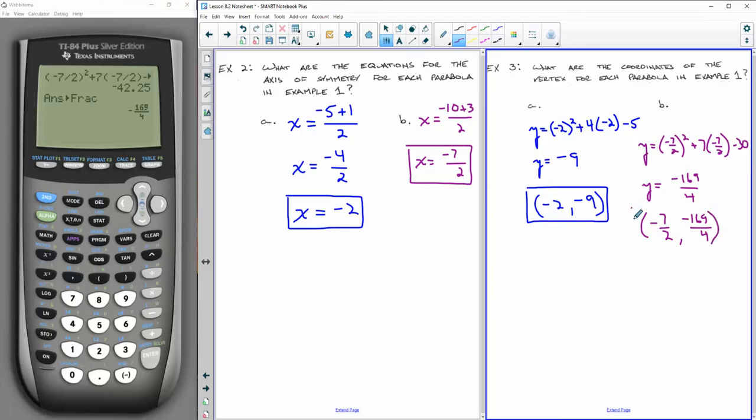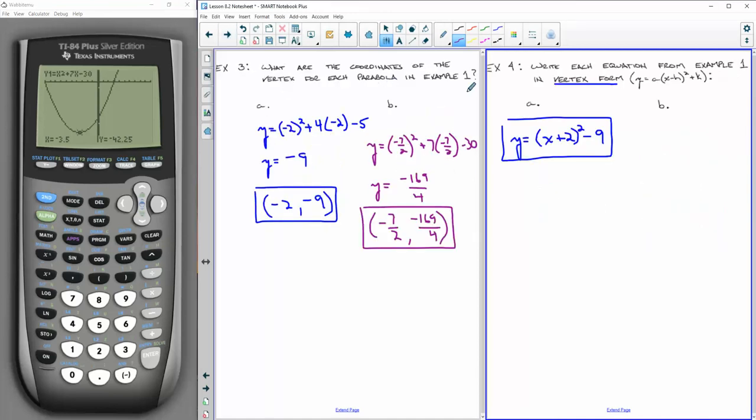Let's look at that on a graph too. We have trouble seeing it on the table. In fact, we're having trouble seeing it on the graph because we need to go down for our y minimum to like negative 50. There's our vertex right there. Trace it, negative 7 halves. Yep, there's that negative 42.25, which as a fraction is negative 169 over 4.